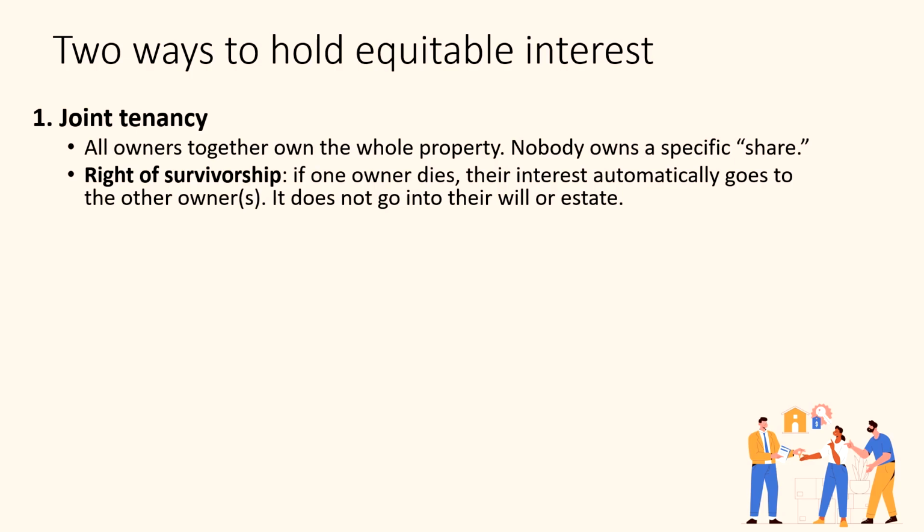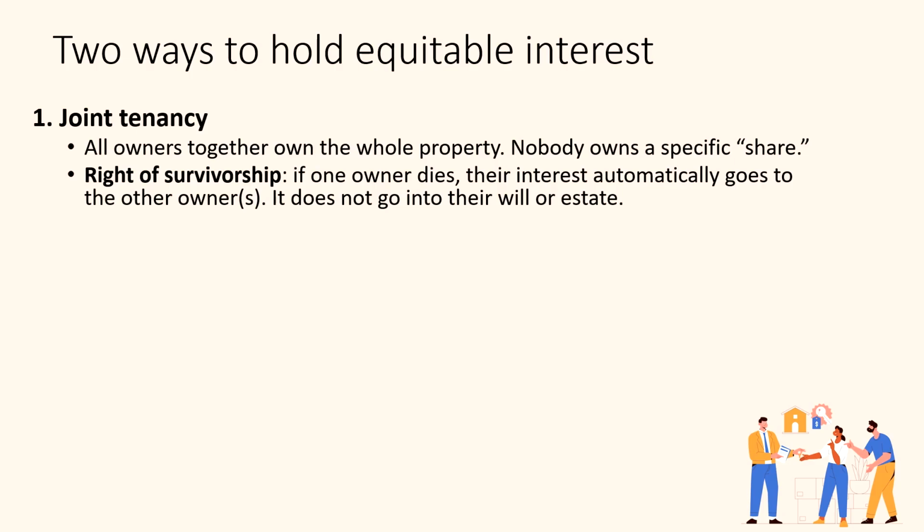And the second element of that is something we call the right of survivorship, which means that if one owner dies, their interest goes automatically to all the other owners. It doesn't go into their will or estate. So even if they set up a will and they said, oh, I want the property to go to my son or my daughter or something like that, this will be void because it's a joint tenancy.